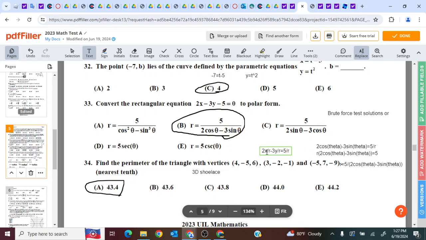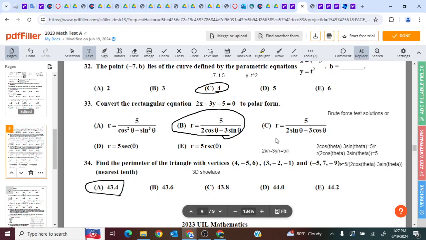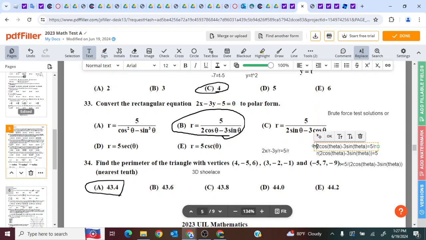In this case, you divide each side by r, and then you change it to the polar equivalents. Cosine is x over r, sine is y over r. So 2 cosine theta minus 3 sine theta is equal to 5 over r. Then you multiply up both sides by r, and then divide by this humongous thing to get r is equal to 5 over all of this, which is B.